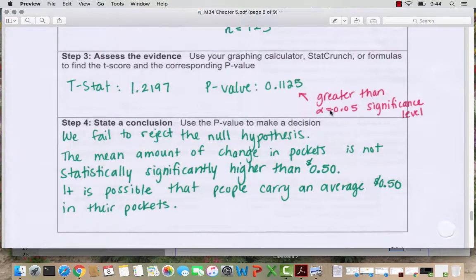Since our p-value is greater than the 0.05 significance level, we fail to reject the null hypothesis. The mean amount of change in pockets is not statistically significantly higher than 50 cents. It is possible that people carry an average of 50 cents in their pocket.